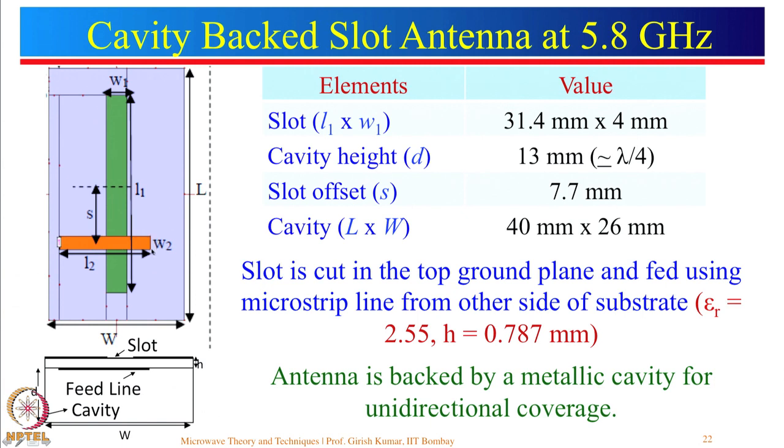Just to tell you, at an open circuit, current will be minimum. Generally speaking, for maximum coupling from the microstrip line to this slot line, we use this length to be approximately lambda by 4, because if current is 0 here, current will be maximum. For maximum current, magnetic field will be maximum. So there will be maximum coupling to the slot.